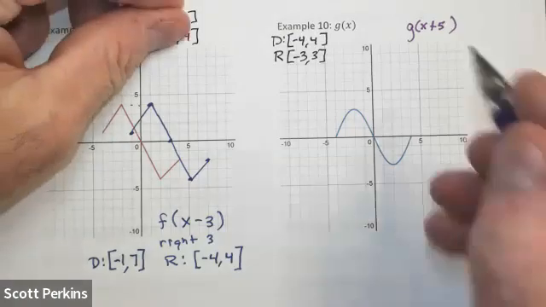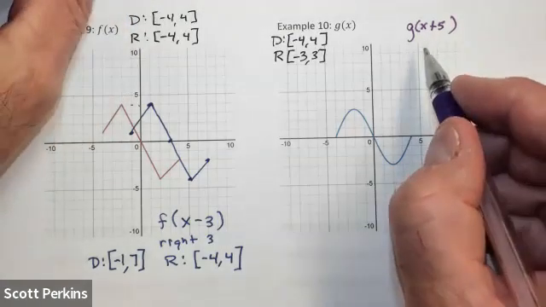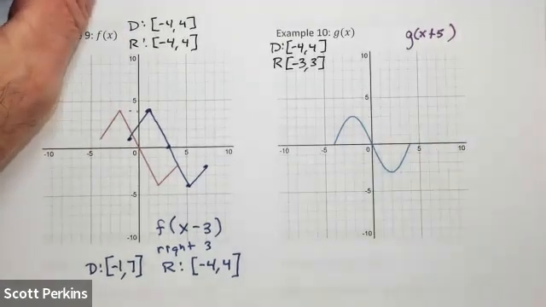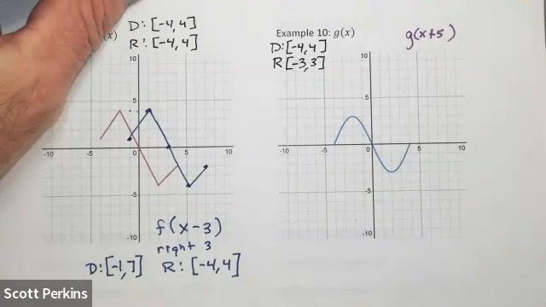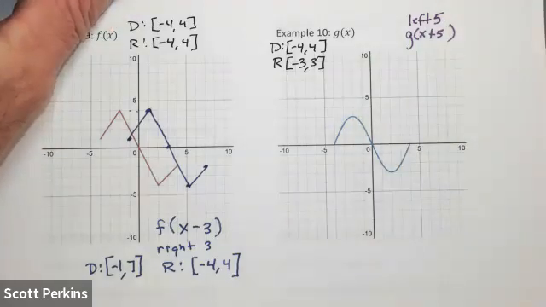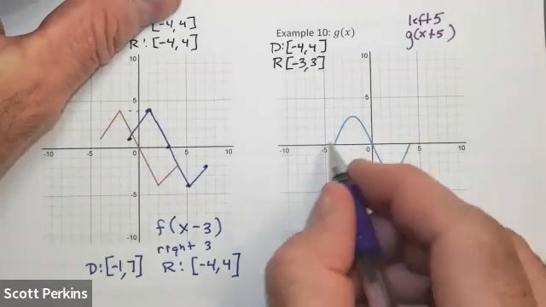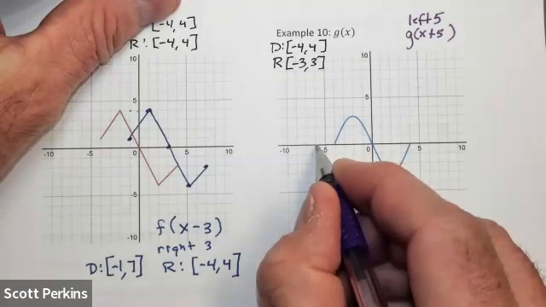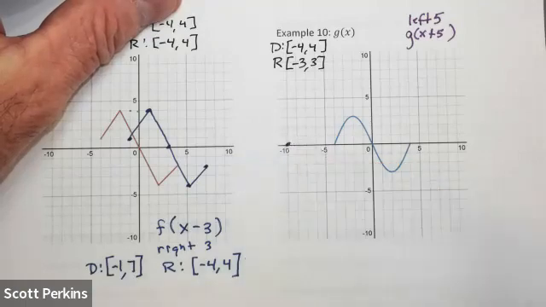Right, so the x plus 5 in parentheses tells me what's going on with this graph. It's going to go left, or the negative direction, 5. So I'm going to move my points left. So left 5 here is 1, 2, 3, 4, 5 to -9.